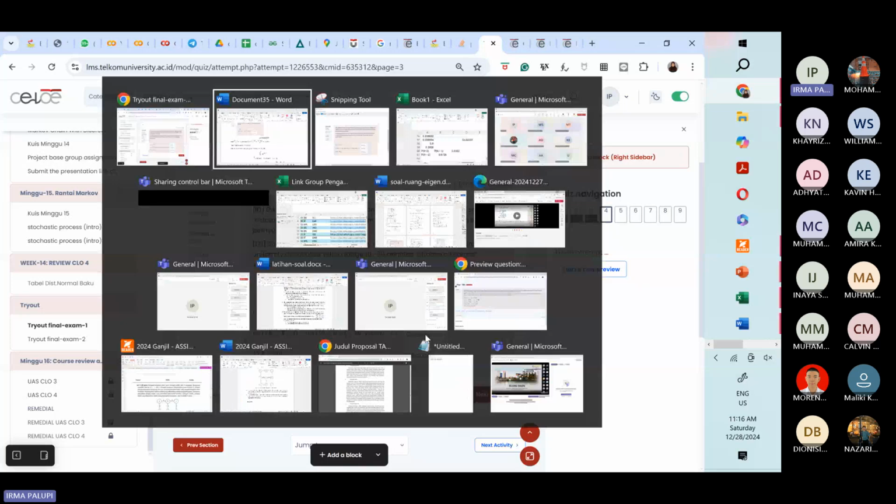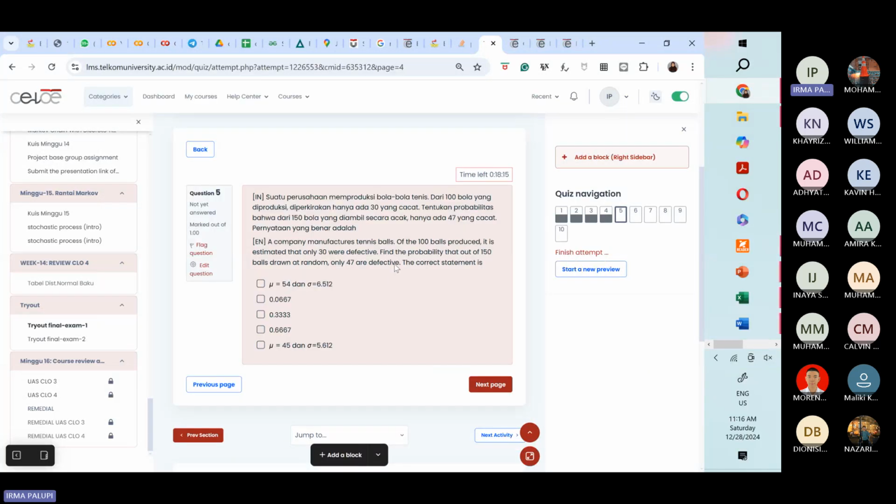Next question. A company manufactures tennis balls. Of the 100 balls produced, it is estimated that only 30 were defective. Find the probability that out of... only one. Right. Company tennis ball is estimated only, probability that out of.